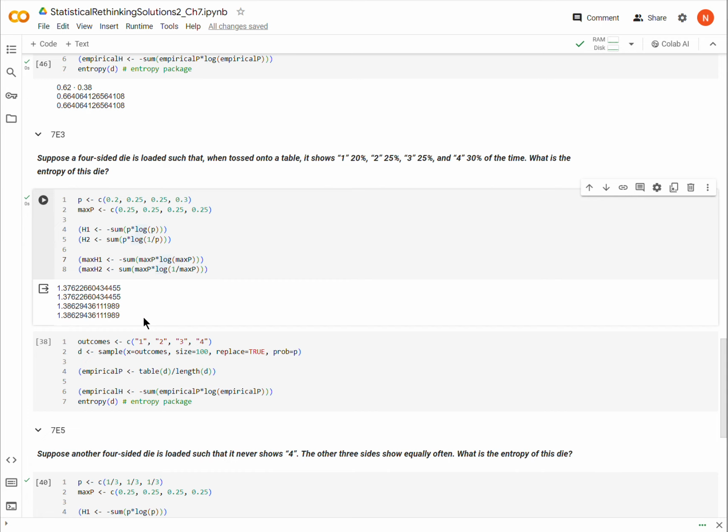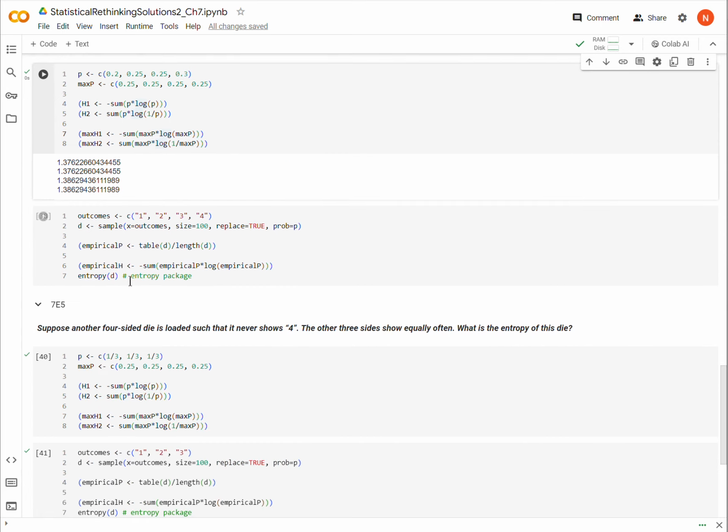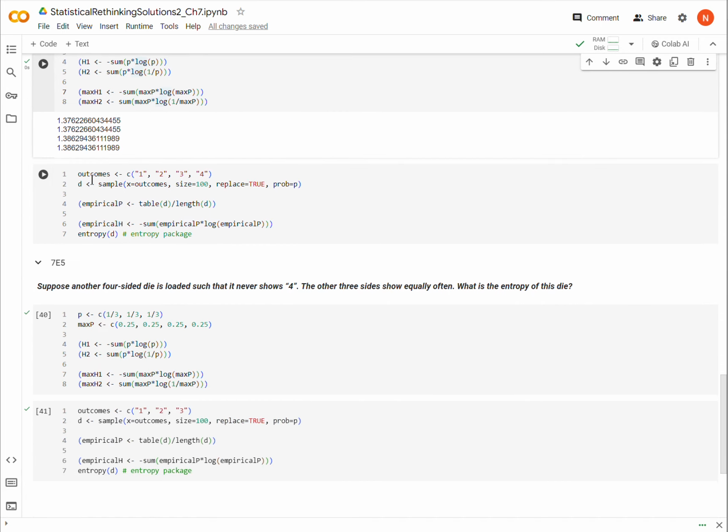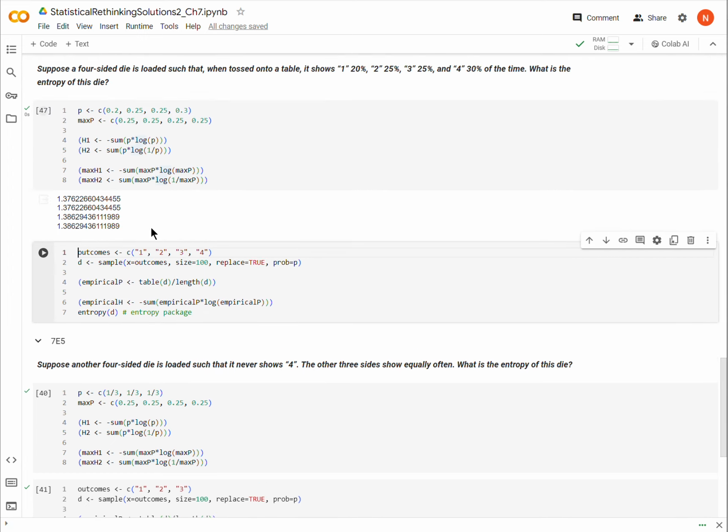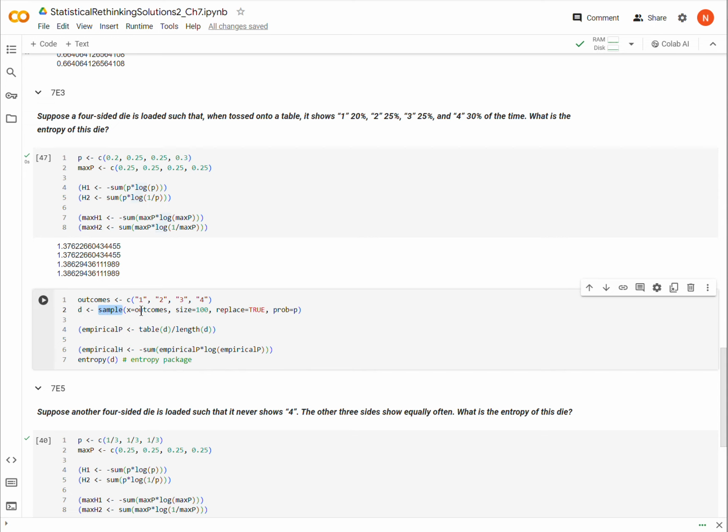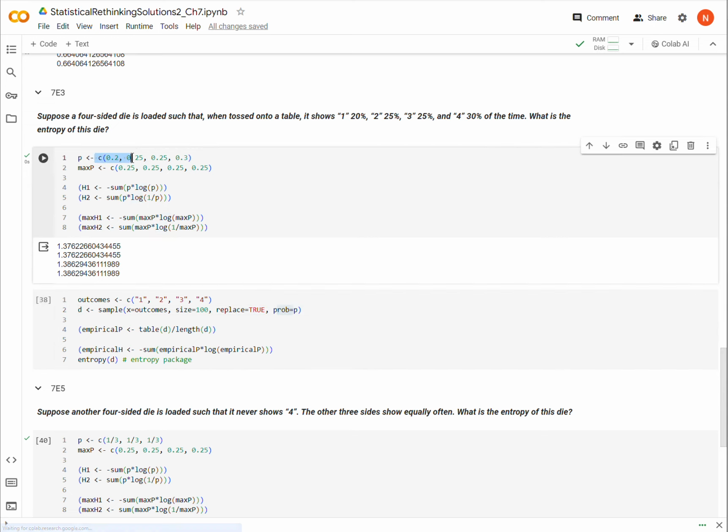And once again, I'm going to simulate some data. So I have my outcomes 1, 2, 3, 4. I'm going to sample those outcomes with the sample command. I'm going to draw 100 samples, with replacement, which just means I can draw each one of these things more than once, which is necessary, according to the probabilities that I've described up here.